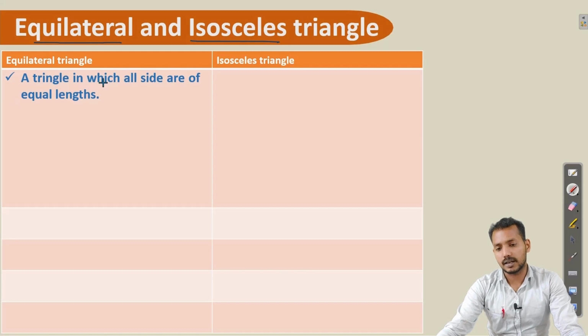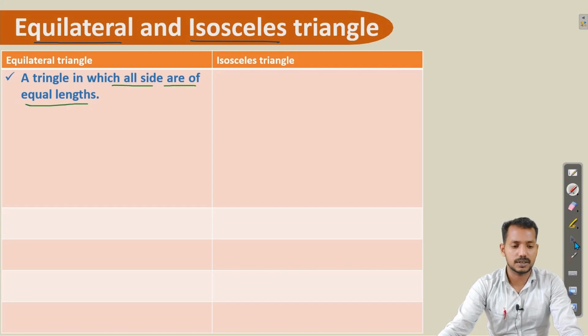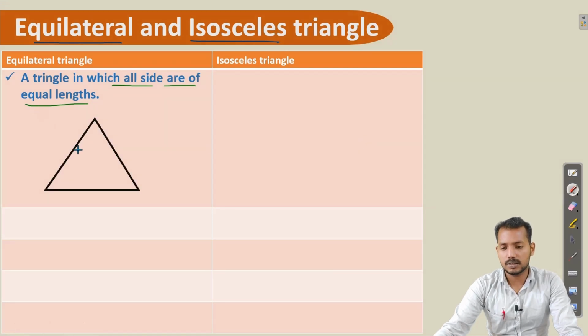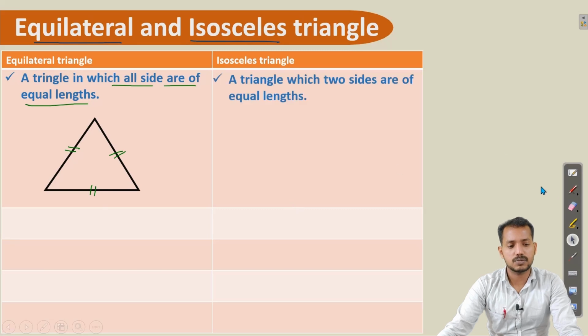What is an equilateral triangle? A triangle in which all sides are of equal length. For example, if we take a triangle, then all the sides are equal. All the sides are of equal length. Then what about isosceles? Isosceles means a triangle with two sides of equal length, not three sides.